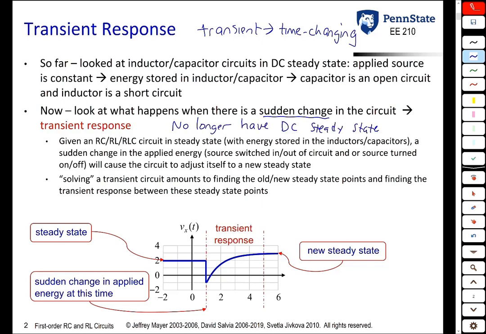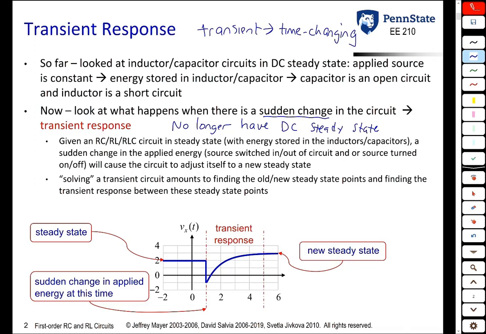The change in the circuit could be due to a lot of things. You could turn off your sources. You could switch them out of the circuit, as we did in the example on the previous page. You could even do things like add resistors or remove resistors. Basically, any change in the circuit causes the DC steady state to disappear.